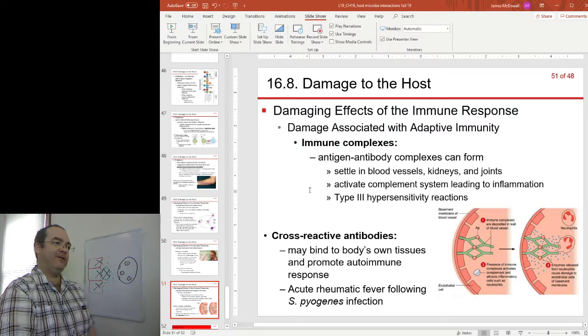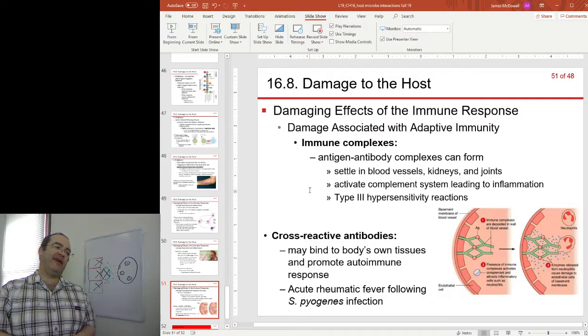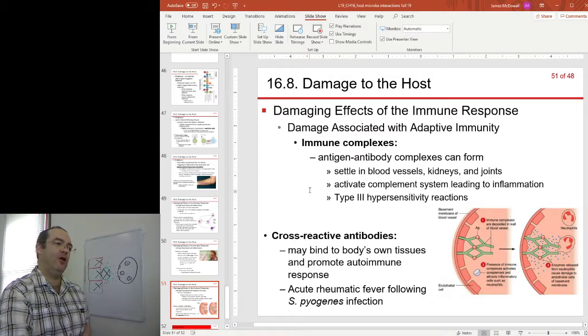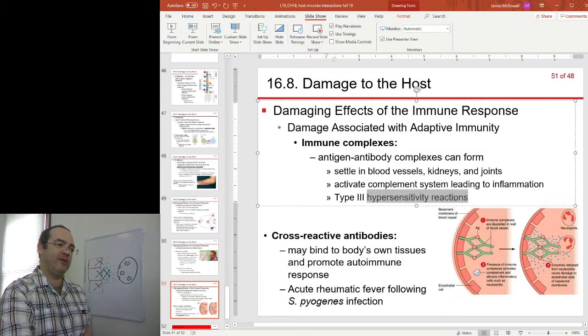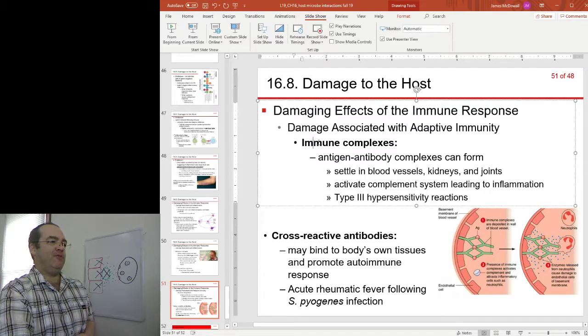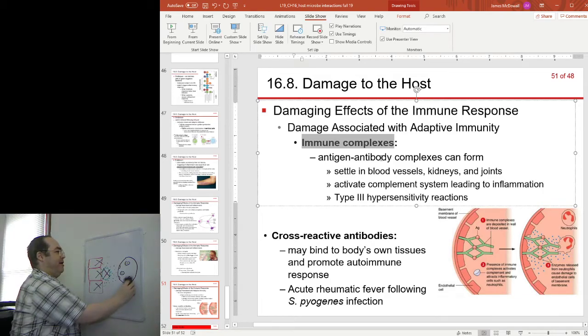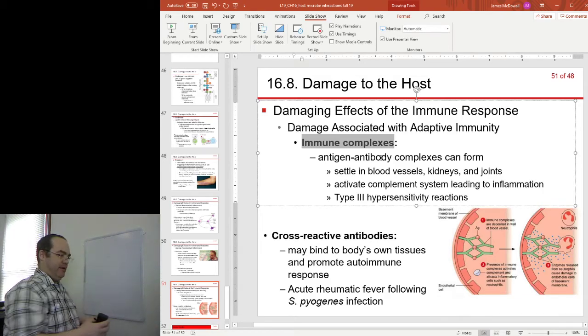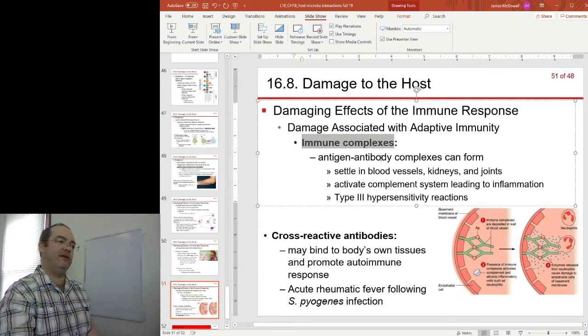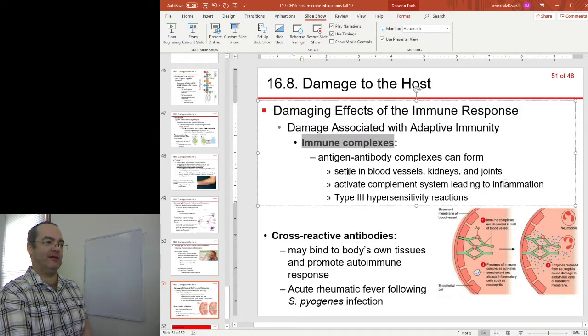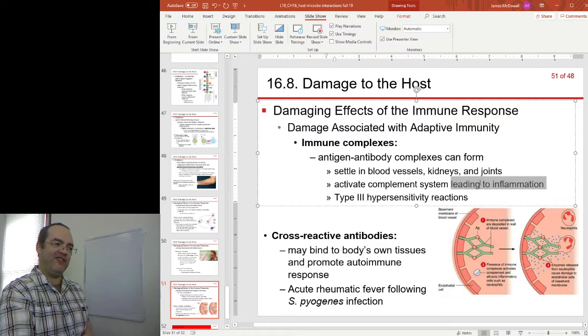A couple of last things to talk about, but we will talk about things like immune complexes in more detail when we look at the chapter on hypersensitivity. Immune complexes, when antibodies and antigens stick together in lumps, those lumps can have all kinds of effects. They can settle in blood vessels and kidneys and in joints, and then they can lead to inflammation.